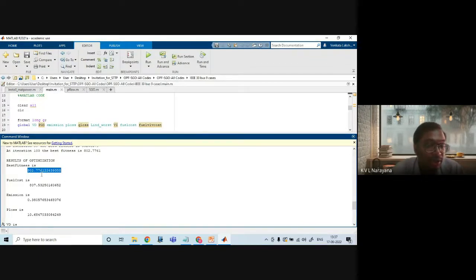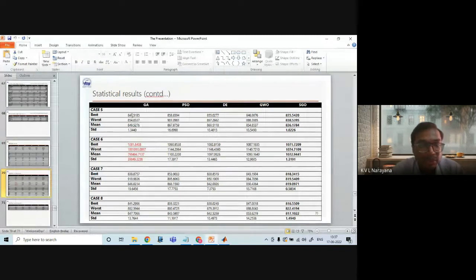So we have run the program 30 times and we have obtained 30 different fitness values, and we have taken the best of all those 30 values, in SGO only, and the worst of those values, the mean of all those 30 values, and the standard deviation. So this statistical analysis will give us the performance of the algorithm. If the standard deviation is less for any algorithm, it represents that it is very good, the deviation among the fitness values is very minimal. So that is the way we have to analyze the performance of the algorithm.